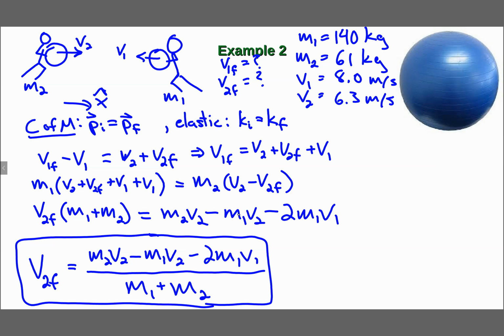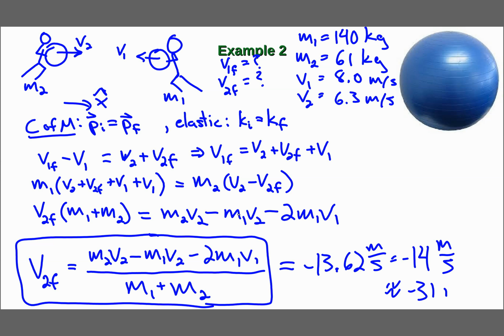And if we plug in numbers, we get minus 13.62 meters per second, or to 2 sig figs, minus 14 meters per second. And that's around minus 31 miles per hour. Okay, that is a bummer.